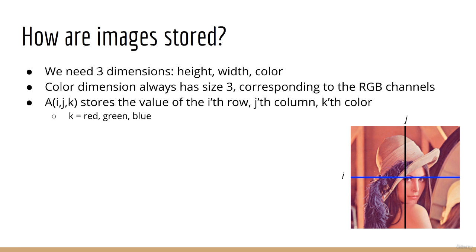So what does this tell us about how to represent images? Well, in addition to height and width, we need another dimension, always of size 3, which represents the three components of color. So our image will actually be a three-dimensional tensor, A_ijk. This is the component of the image representing the ith row, the jth column, and the kth color.